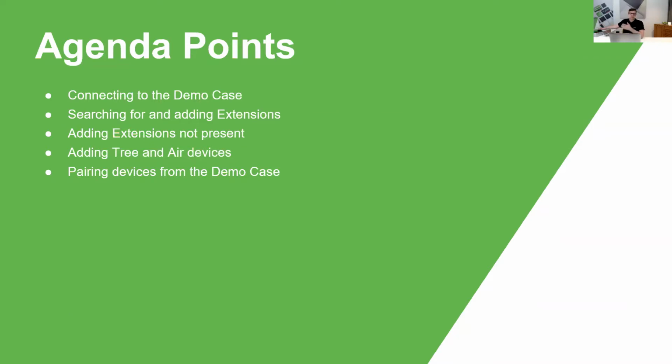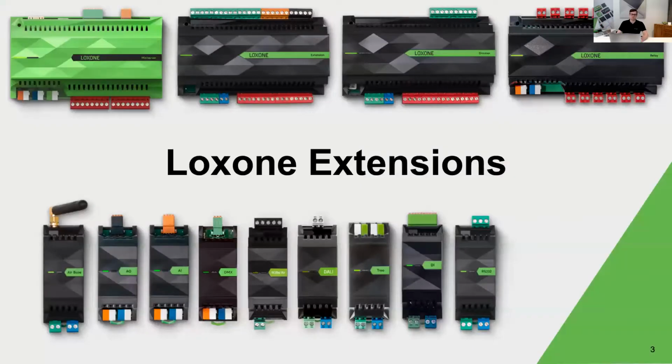We're going to again connect the demo case. We're going to search and add extensions. I'm going to show you how you can add extensions that you don't physically have yet as well, because I may want to add something like a relay extension later on in the project that I don't physically own yet. And we can do that. And then I'm going to show you how we can add tree and air devices and how we can then pair those devices in so that we've got the physical ones we have available ready to use.